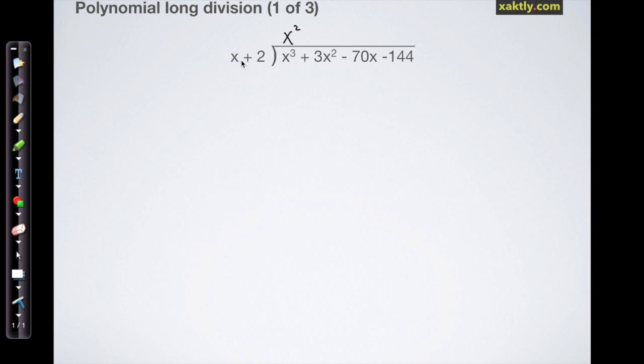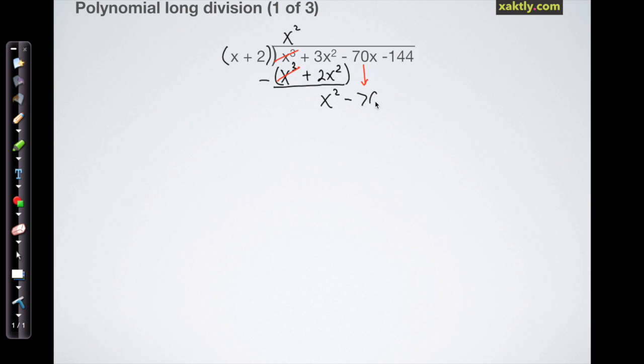And then we want to take that x squared and multiply it by the binomial x plus 2. And it's important that we remember that that has to be distributed amongst the x and the 2. So we get x cubed plus 2x squared on the next line, which we're going to subtract. The x cubes go away, and we're left with 3x squared minus 2x squared, which is just going to give us x squared there. So that's our first round, and now we're going to drop this minus 70x down and start over again.